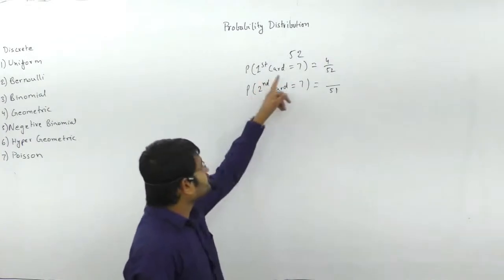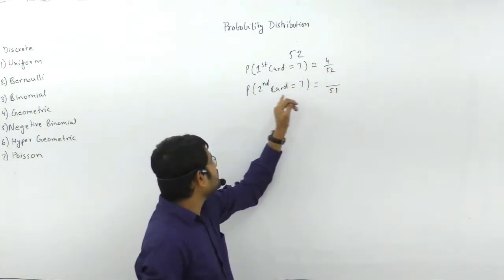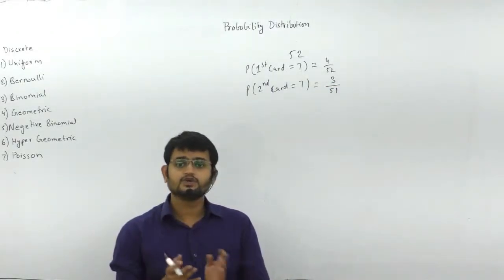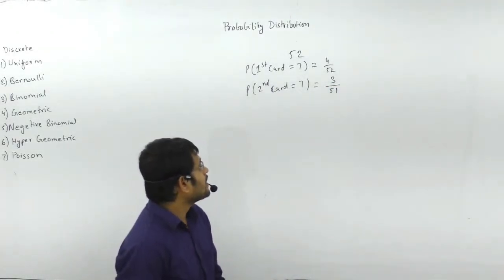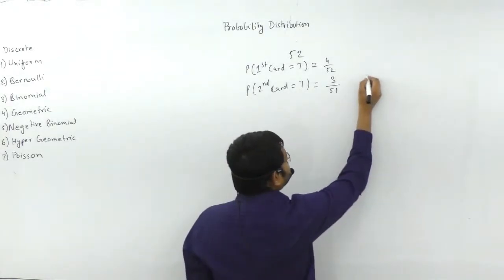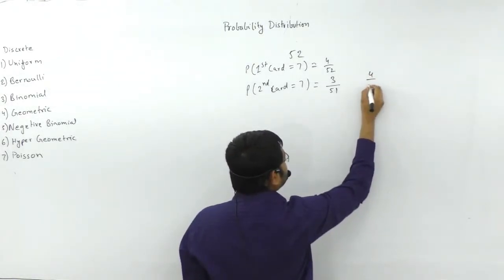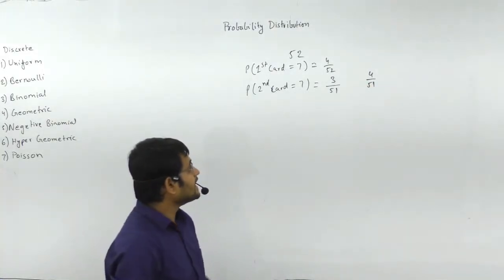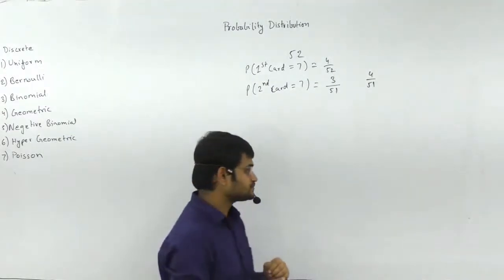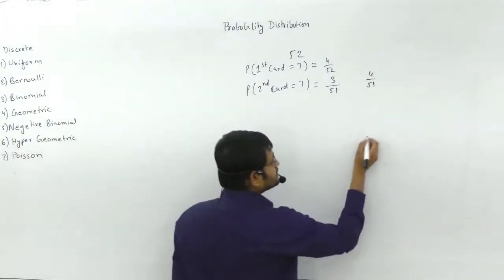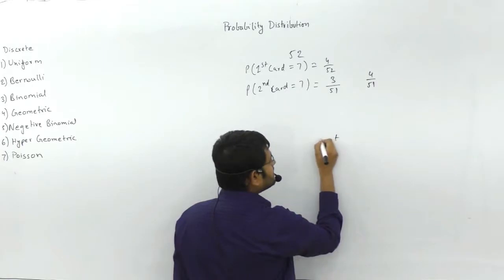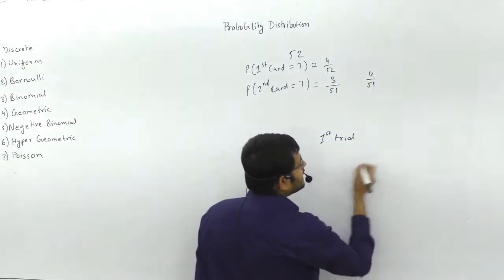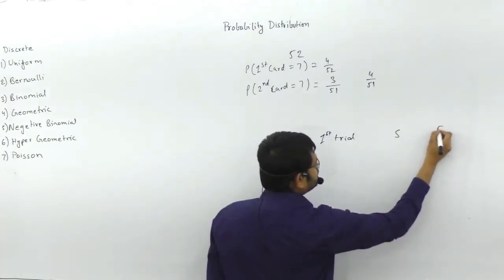If my first card was a 7, then the probability of the second being a 7 becomes 3 by 51, because now there are only 3 sevens. And if the first card was not a 7, then the probability becomes 4 by 51. So we'll have such different paths. In the first trial, we can have either success or failure.